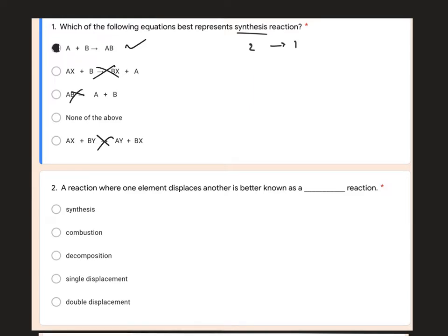Okay, for number 2, a reaction where one element displaces another is better known as a... Okay, so this is where you have an element plus some compound yielding a new compound plus a new element. Okay, so A and B are switching places. It displaces it, right? It's a replacement reaction. Well, since this is an element here, not a compound, this is not a double replacement. This is a single replacement.